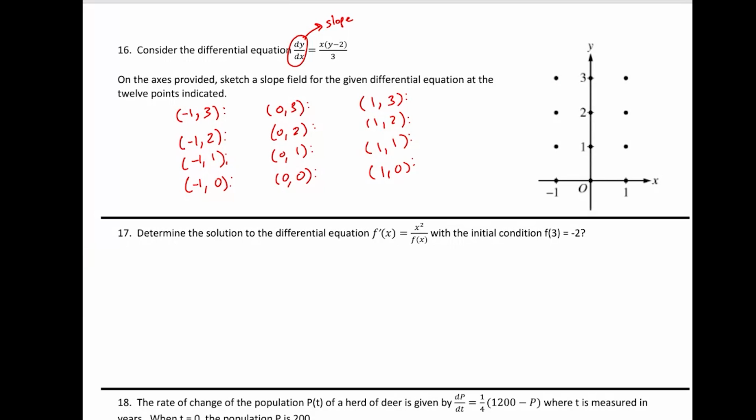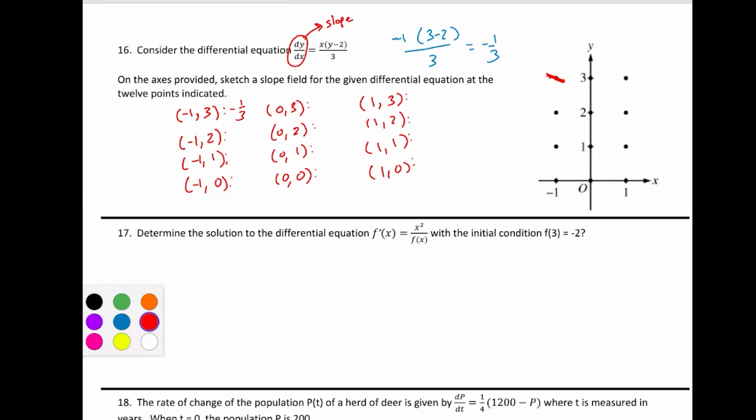So when x is negative 1 and y is 3, I'll work that up here. We're going to get negative 1 times 1, divided by 3, is going to be negative 1/3. So in the top left corner, we've got a slope that's negative 1/3. Down 1 over 3 is going to look, it doesn't have to be perfect, but it's going to look something like this.